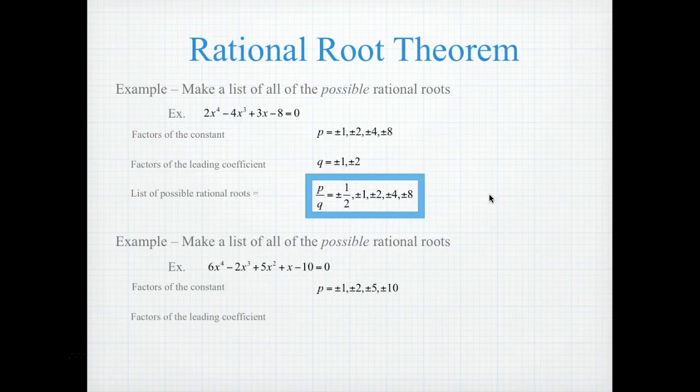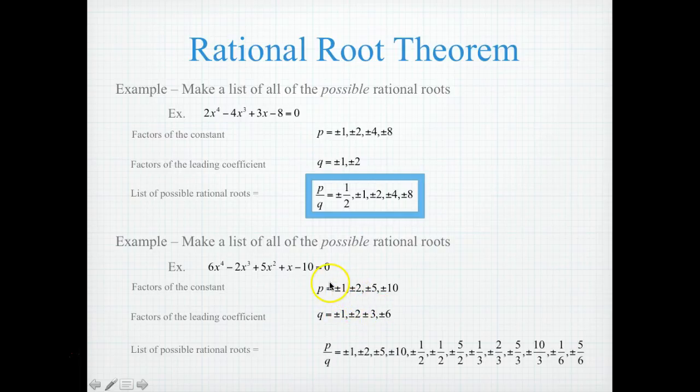The factors of the leading coefficient: I have a leading coefficient here of 6. The factors of the leading coefficient are ±1, ±2, ±3, and ±6. Now, with the increased number of factors, we're going to have a greater number of combinations of solutions. So when I take all the combinations of p over q, notice we have 1 over 1, 1 over 2, 1 over 3, 1 over 6, and then we move on. 2 over 1, 2 over 2 is already in our list, 2 over 3, and 2 over 6 simplifies to 1/3, so that's already in our list.